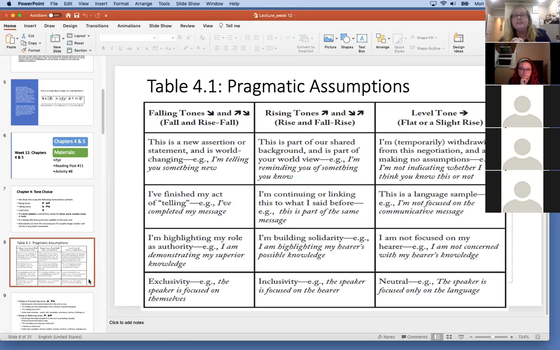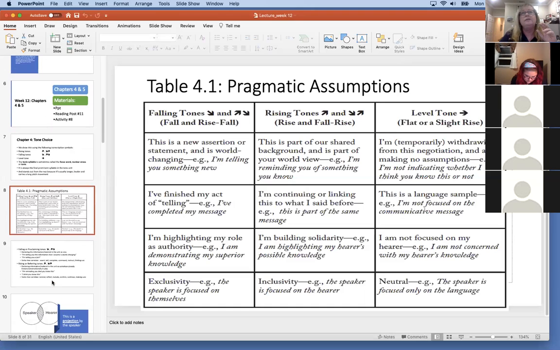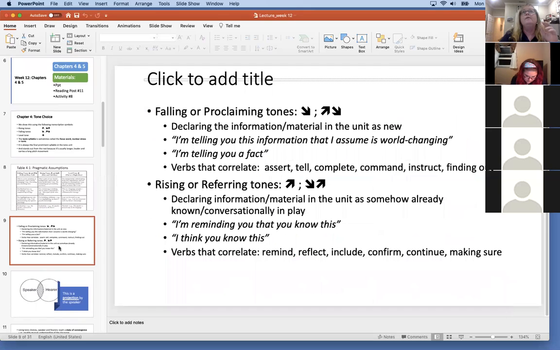All right, so let's have a look at how that actually works. And you can come back, and should come back, to that table 4.1, the pragmatic assumptions, on a regular basis, to remind yourself of how these tones gloss, and it will make more sense to you that way.